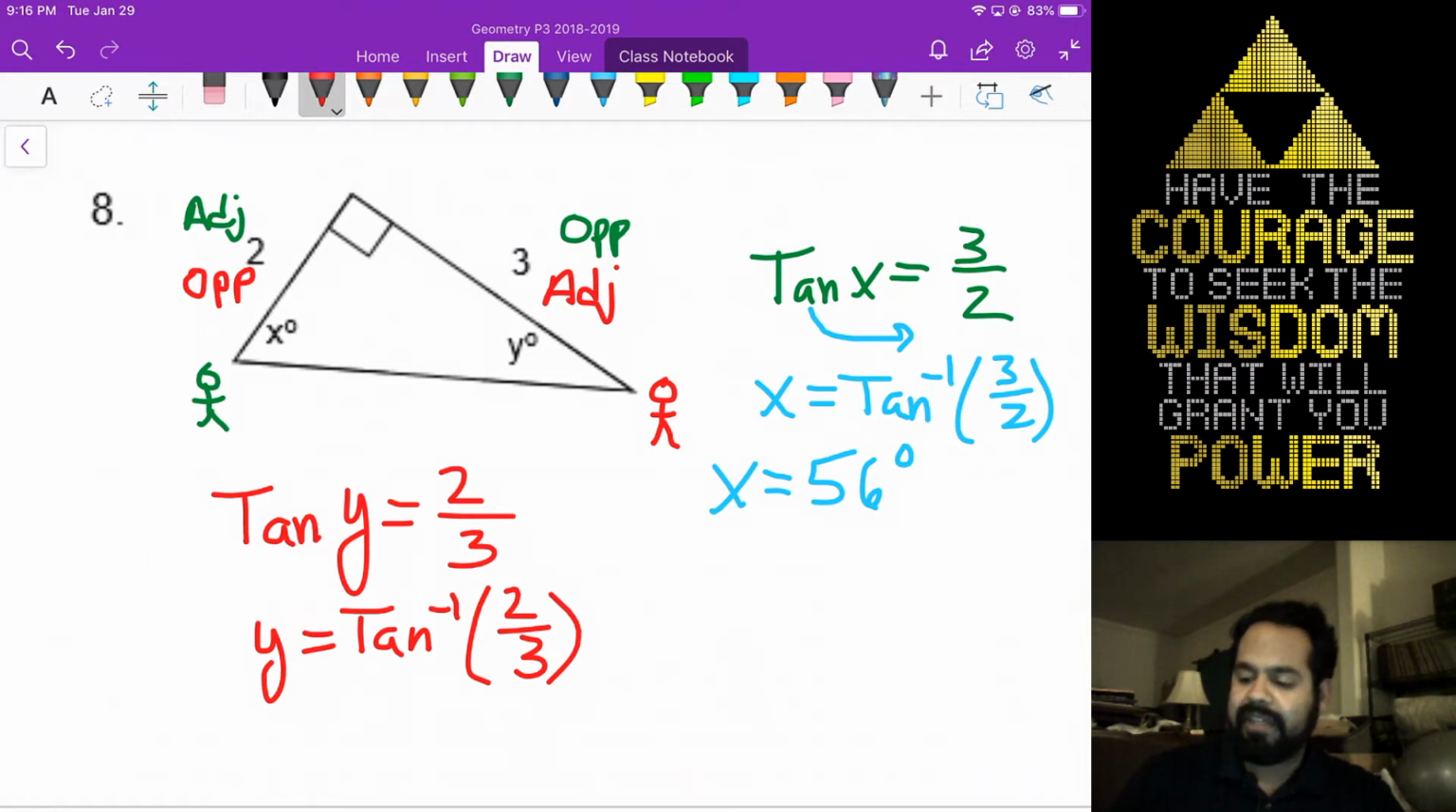So 2 over 3. Why is my phone's calculator not, there we go, now it's turning sideways. Inverse tangent, 2 over 3, and we get 33.6, which we round up to 34. And so either way, if you solve for x, find the missing angle, doing 180 degrees minus the other 2, or if you solve for y first, do the same thing again, you'll get the same answers. You're not going to have any problem there.